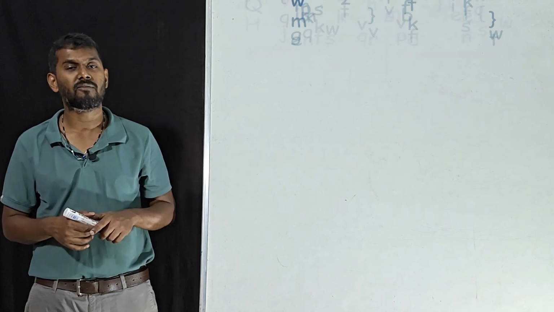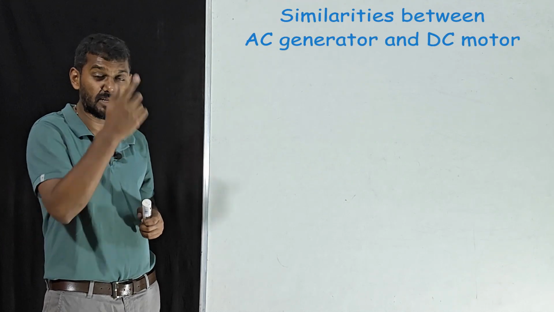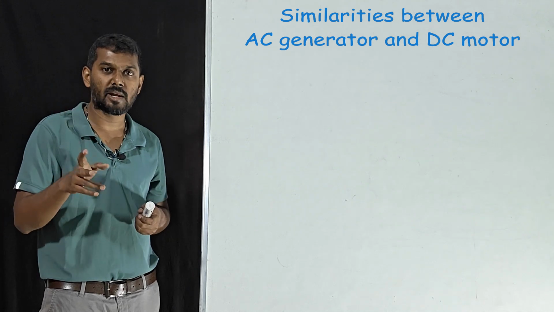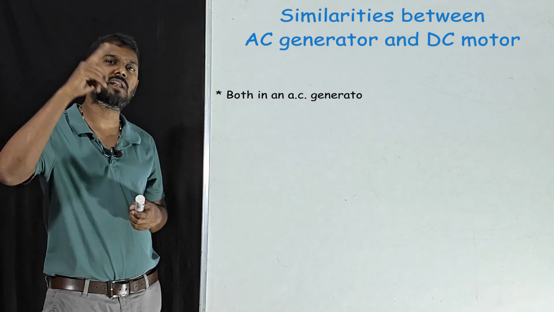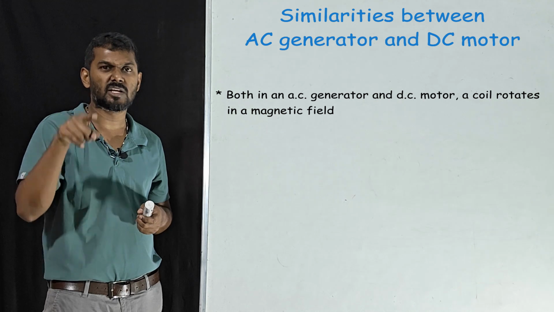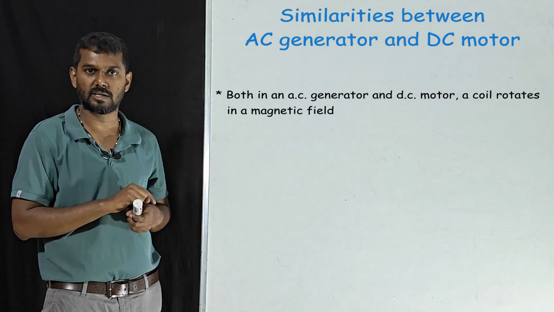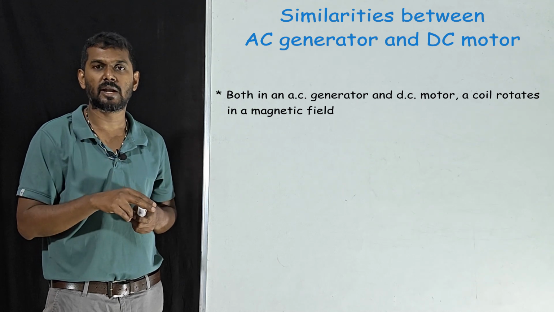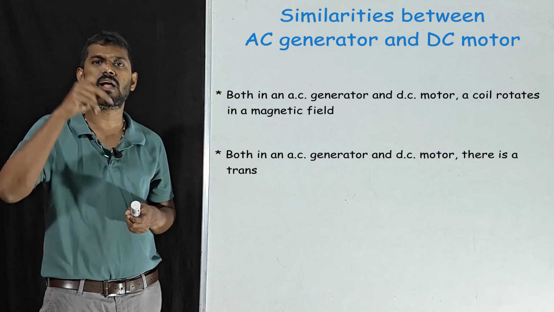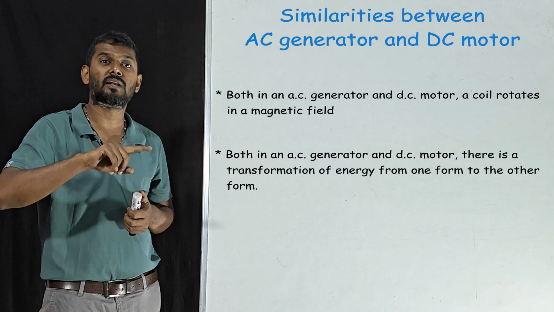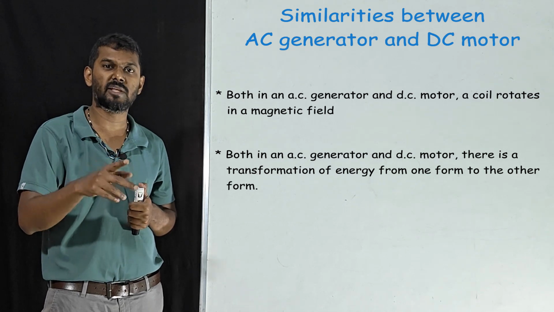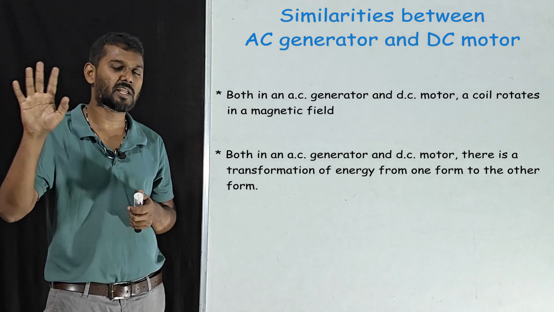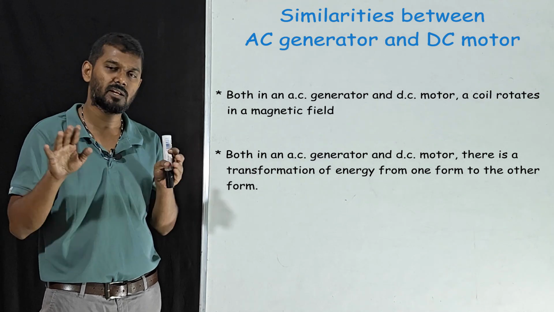That's it. Like we have differences between the AC generator and DC motor, we have some similarities also. So what are those similarities? In both the AC generator and DC motor, the armature coil rotates. Correct? And the second similarity, in both, the transformation of energy takes place, that means electrical to mechanical or mechanical to electrical.